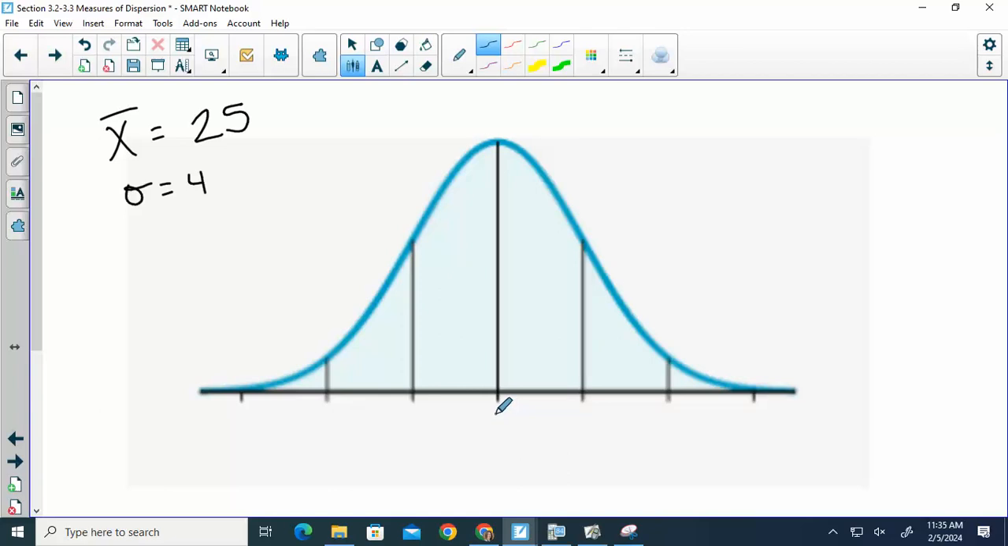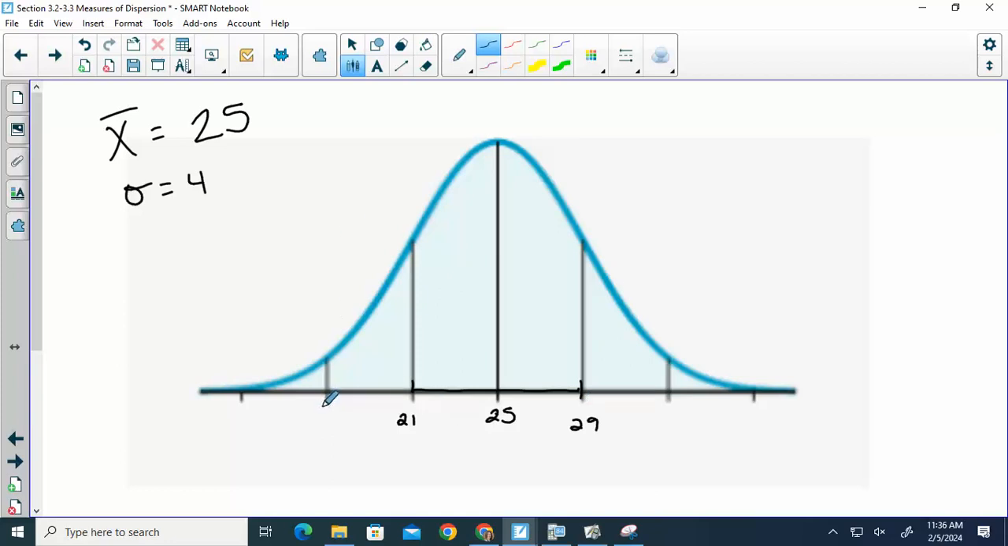Okay, so the mean is 25. That would be the center of my data. It tells me 68% of my points should fall within one standard deviation. So one standard deviation would be if I subtracted 4 and added 4. So if I'm looking at my original data, I would expect 68% of those values to be something between 21 and 29. 2 standard deviations.